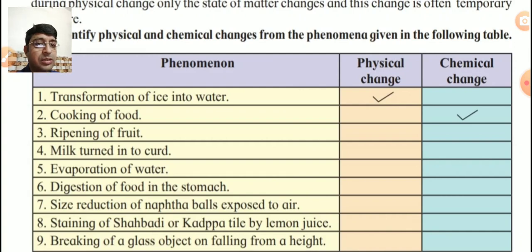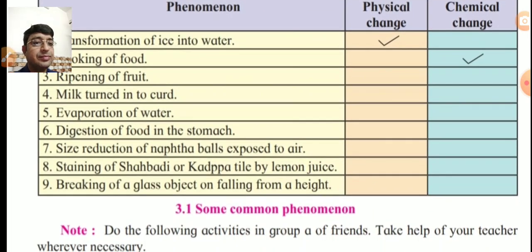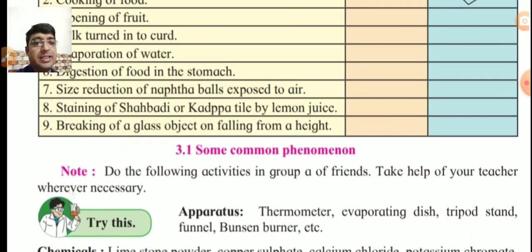Evaporation of water, physical change. Digestion of food in stomach, chemical change. Size reduction of naphtha ball exposed to air. That is a physical change, the state of matter changes in this example. Then staining of Shahabadi or Kadappa tile by lemon juice. This is a chemical change. And last example, breaking of a glass object on falling from a height. This change is a physical change. So these are some common phenomena given in this table 3.1.